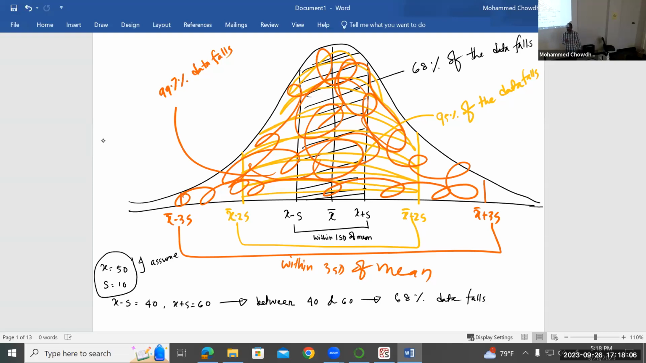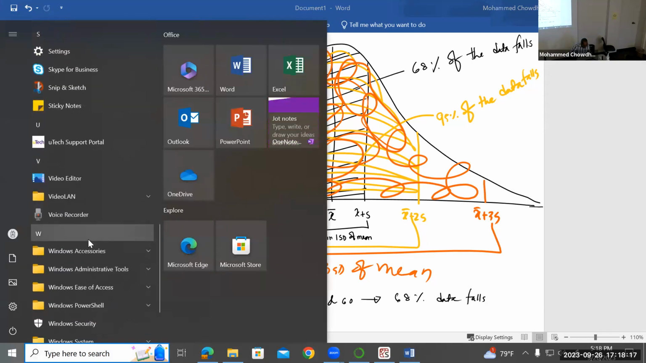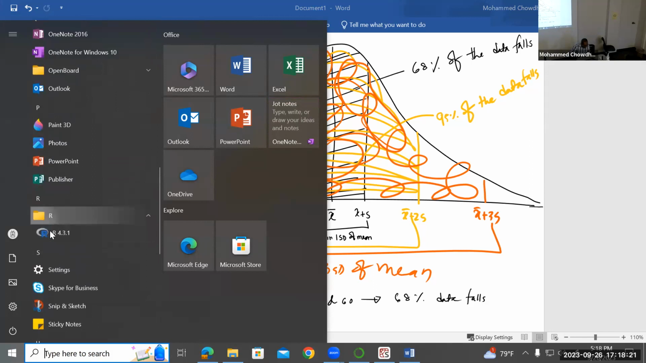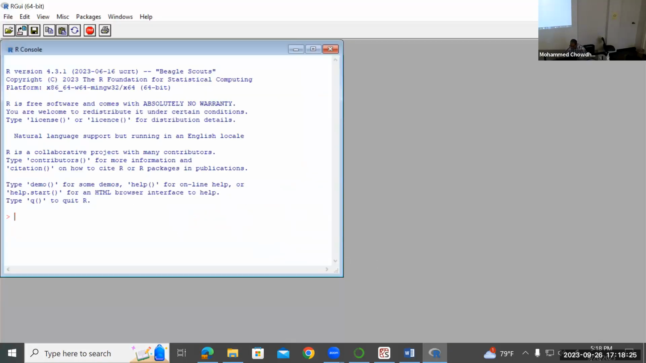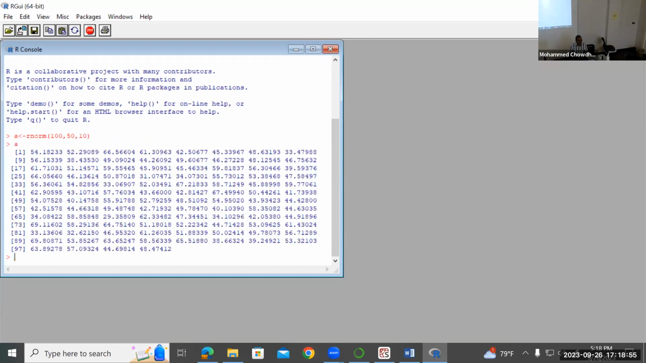Okay, so now let me convince you with an example. Clear? I have to convince you, right? By a real life example. Let me open R, which you are going to learn as well at the end of the semester. This is the R software. I am denoting this as A. I am using rnorm to take 100 random normal values that have a mean of 50 and a standard deviation of 10. So now if I take a look, these are the values. Now I want to draw the histogram of A.